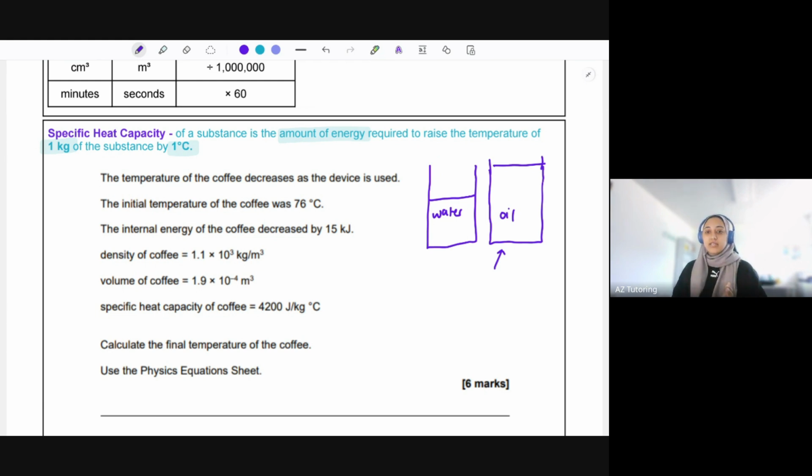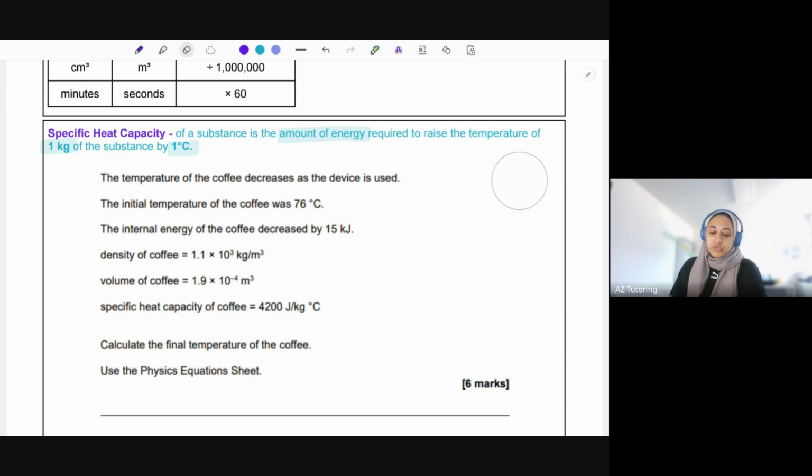So it's not really fair to be comparing water and oil, specific heat capacity, where you've not got an equal amount of water and oil. So that's the reason why it's 1 kg of substance by 1 degree Celsius. So you're having that fair comparison of each. So we know specific heat capacities of substances.